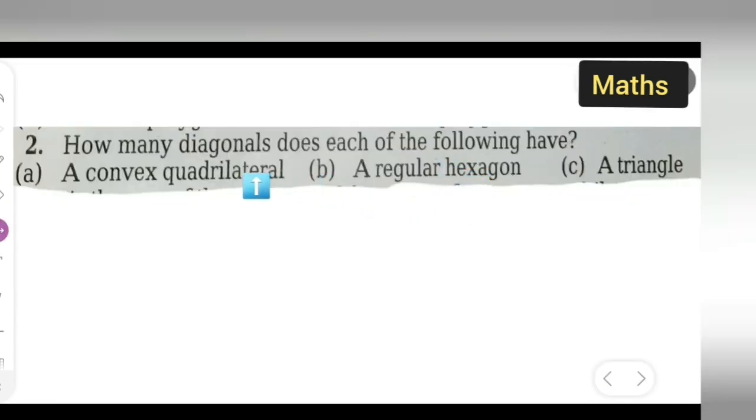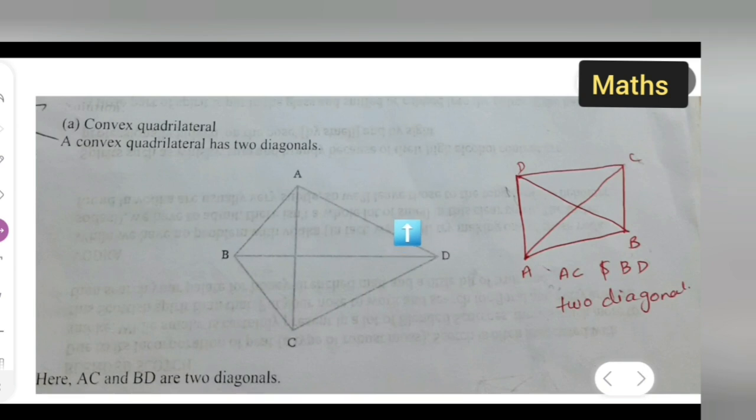Take down question number 2. How many diagonals does each of the following have? A convex quadrilateral, a regular hexagon, a triangle. We know that a quadrilateral will have how many diagonals? 2 diagonals. A convex quadrilateral has 2 diagonals. In this quadrilateral ABCD, you can see there are 2 diagonals, one is AC, one is BD.